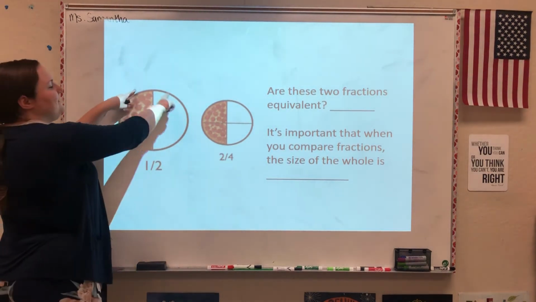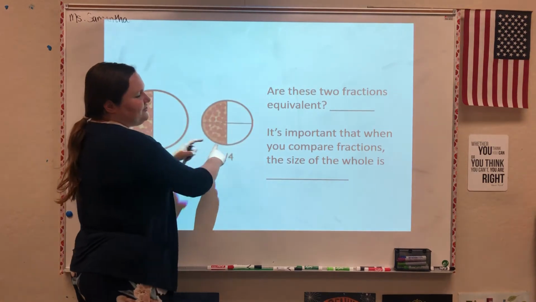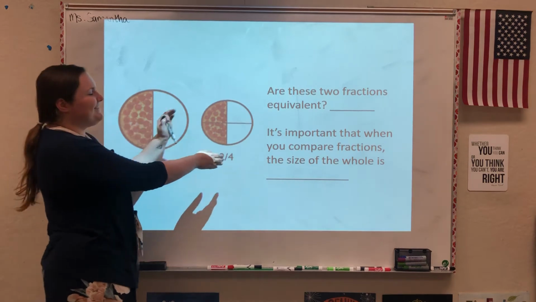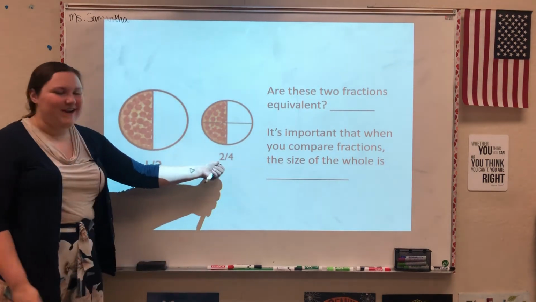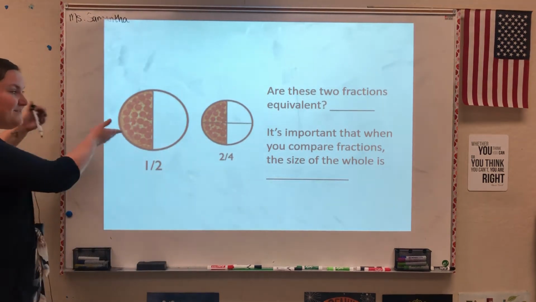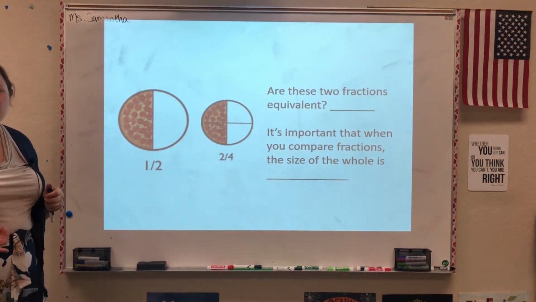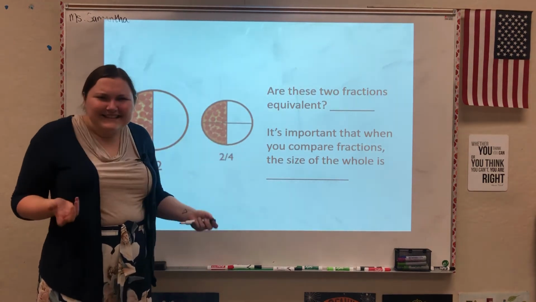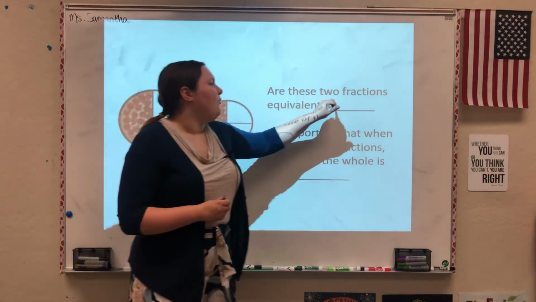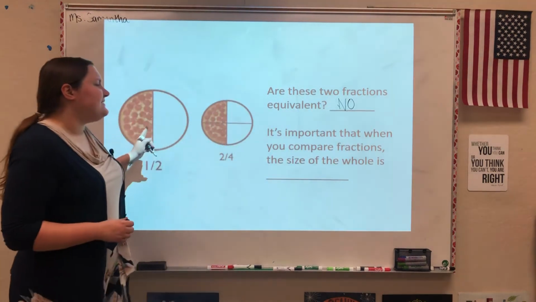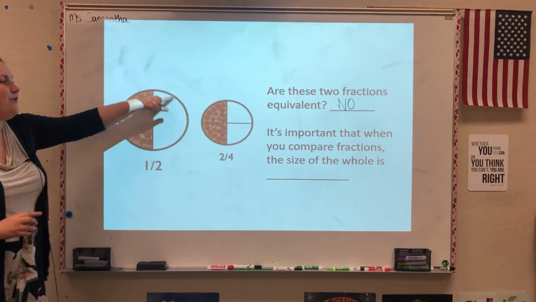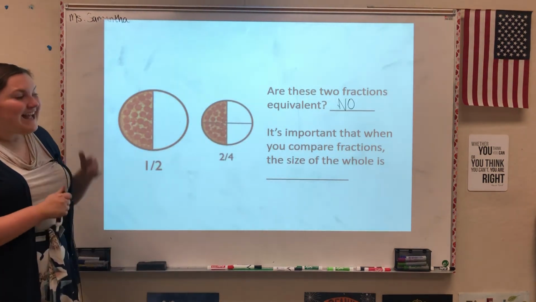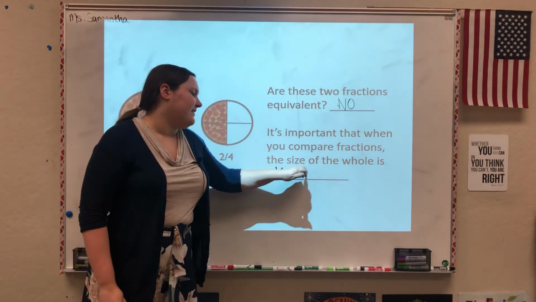Notice the whole pizza and these two pictures are different sizes. This is maybe like a large pizza and this is small pizza. Are these two fractions equivalent? Well, are those two amounts of pizza equal? Well, no. If I ate half a large pizza and you ate half a small pizza, that's not the same amount of pizza. When you are talking about two fractions, it is important that the size of your whole, so that means here it's the size of that circle, it's important that the size of your whole is the same.